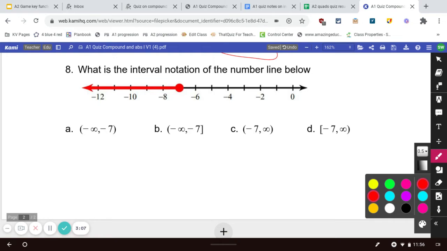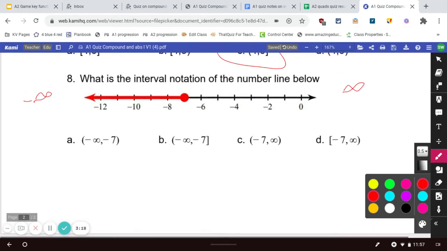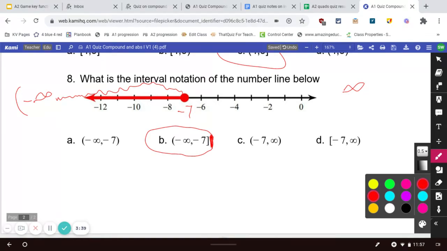Number 8. So over here, this is your negative infinity. So way off to the left. Over here would be positive infinity. So the interval notation is all the numbers from negative infinity, and that always has a parenthesis on it, all the way until it gets to right here, which is negative 7. Okay, and a closed dot there, so it is going to include the negative 7. Okay.